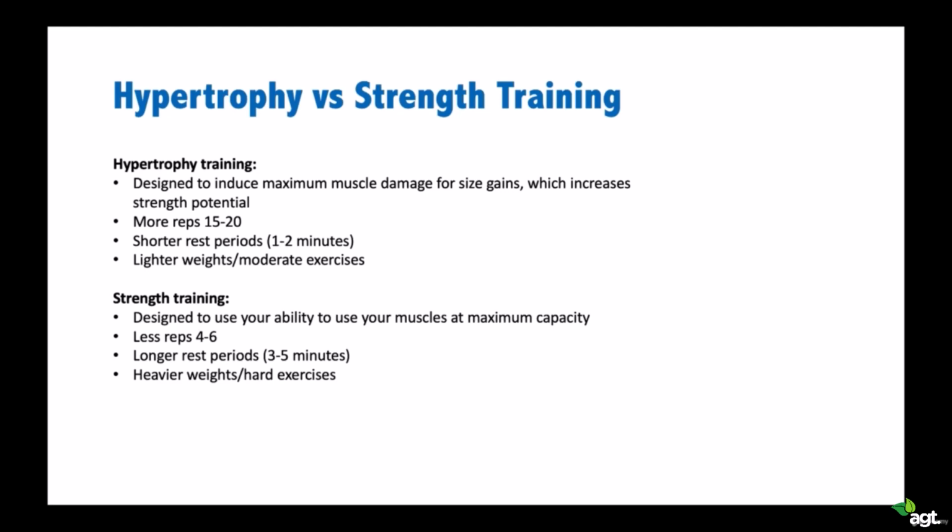Whereas strength training is designed to use your muscles at maximum capacity to lift the heaviest amount of weight possible. The rep range is between 4 and 6. You'll be having a longer rest period, between 3 to 5 minutes, and you'll obviously be lifting heavier weights or making the exercises harder if you're training at home.